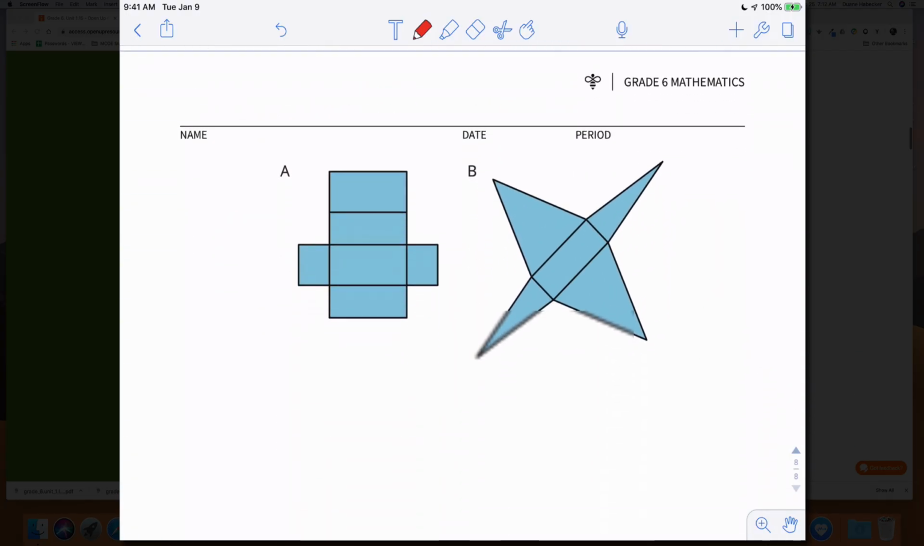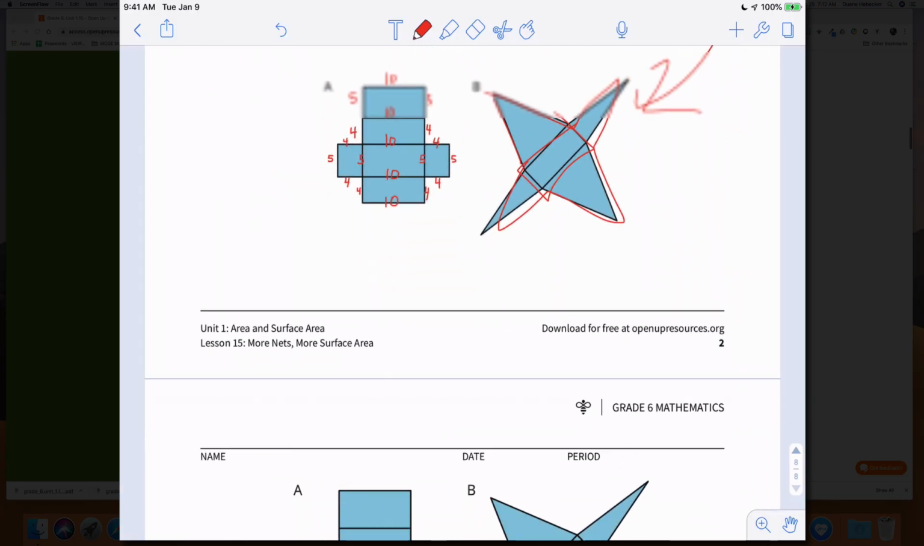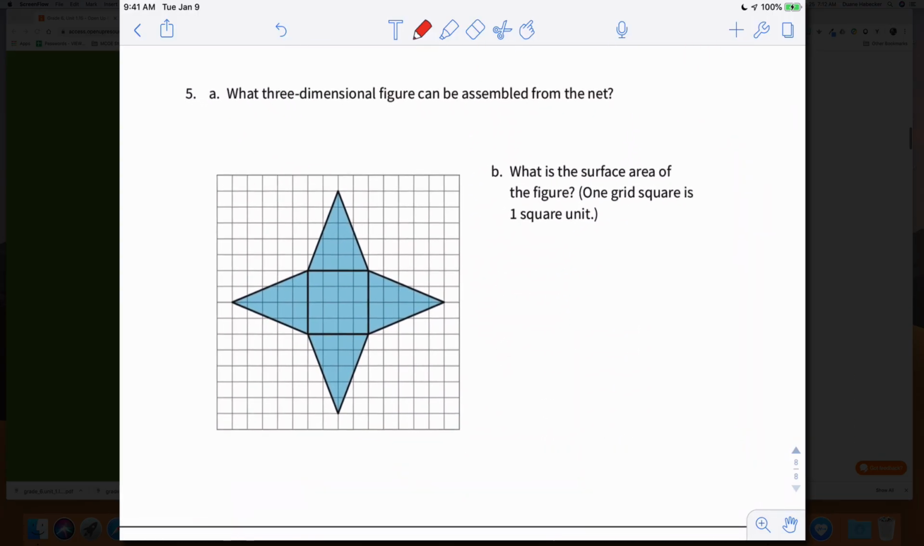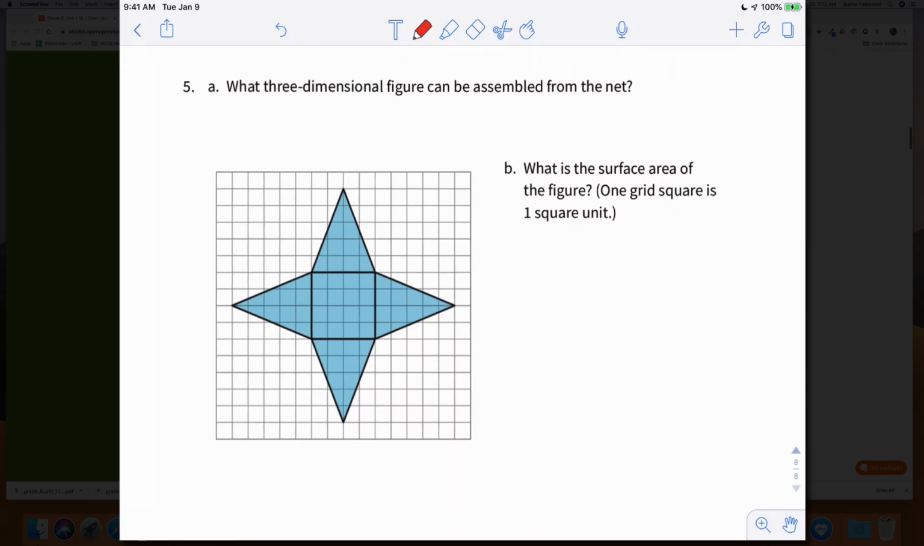All right, that's the original, but I copied and pasted to make it easier. And then 5A, what three-dimensional figure can be assembled from this net? So this is a little bit of review. So when we cut this out and fold along the lines, what shape are we going to get? Well, we're going to get another triangular prism. And I said triangular prism.